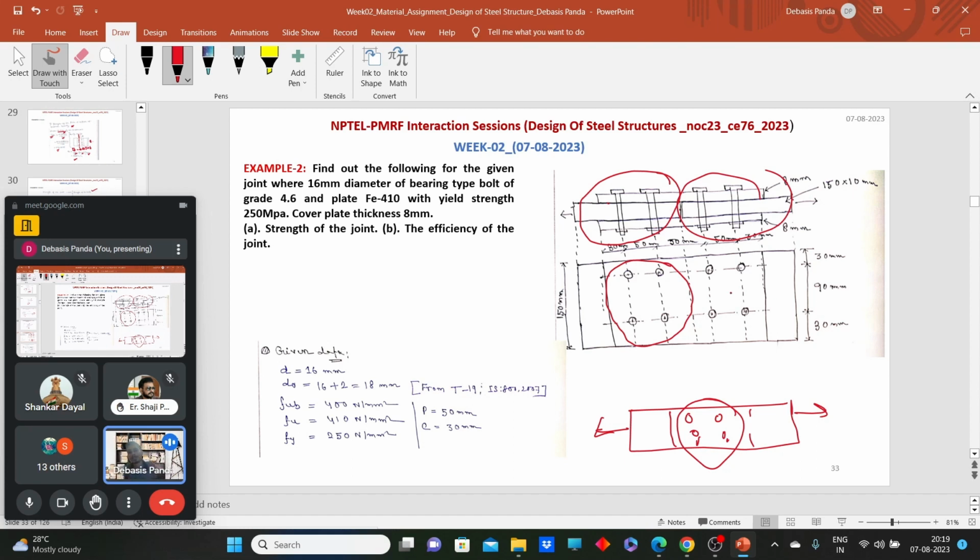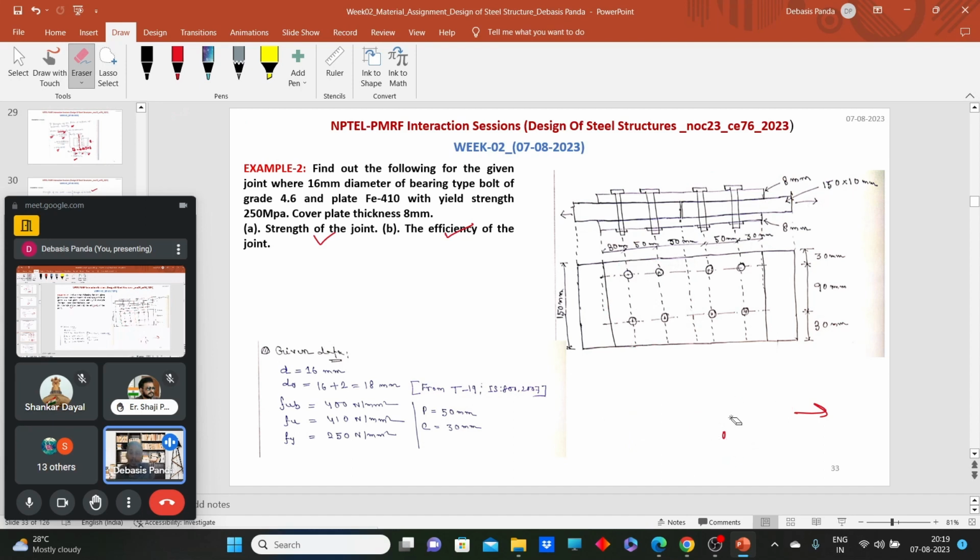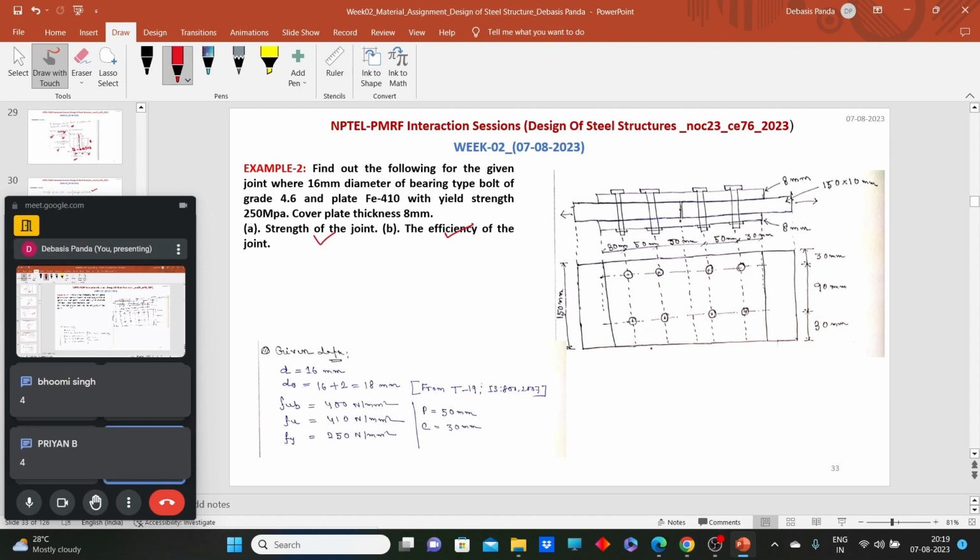So now let's quickly go through this example. What is said? Find out the strength of the joint and the efficiency of the joint. For calculating the strength of the joint, how many bolts should we consider for this joint? Tell me. 4, right? 4. So the same kind of calculations here also.